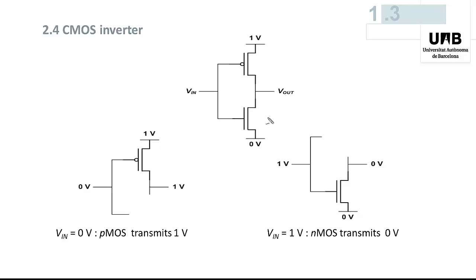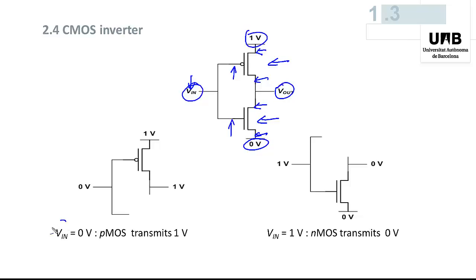It consists of an NMOS transistor and a PMOS transistor. The PMOS transistor source is connected to the high voltage. Its gate is connected to the input and its drain is connected to the output. The source of the NMOS transistor is connected to the low voltage. Its gate is also connected to the input and its drain is also connected to the output.